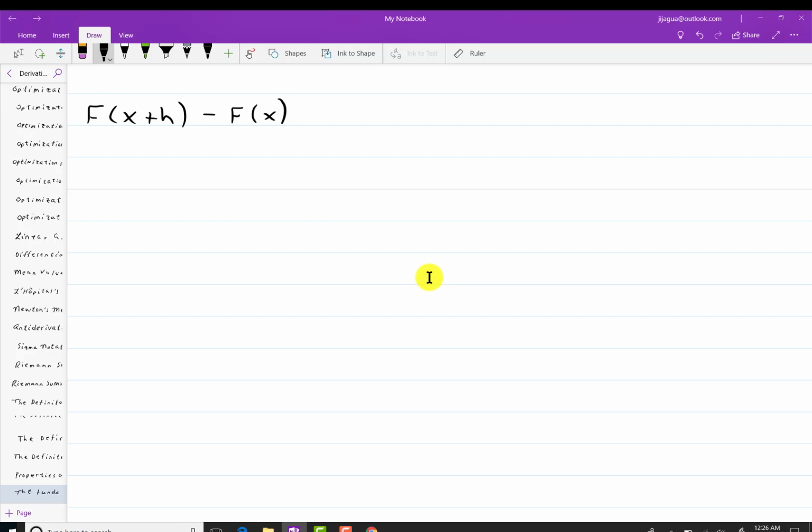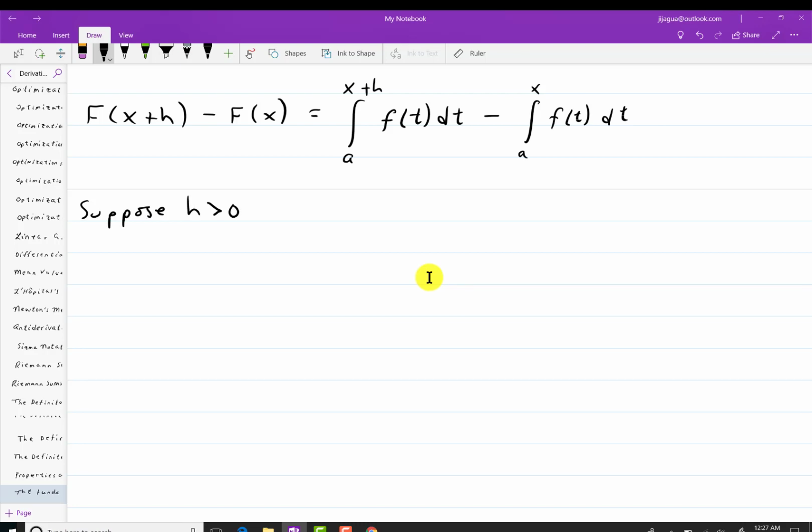Well, that equals the integral from a to x plus h of little f of t dt minus the integral from a to x of little f of t dt. Now, one of the things I'm going to do is suppose h is greater than 0, just for now. So I'm kind of doing a left and right hand kind of a limit, I guess you would say.